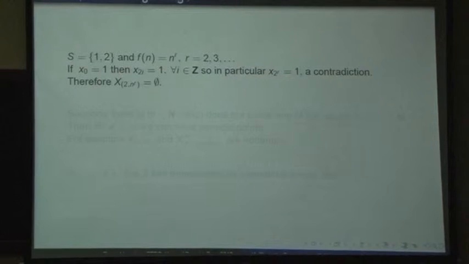Okay, so let's look at something a bit more interesting. If we're still having two symbols and the function is n to the r, and r is any integer bigger than 2, then again, parity kills you almost immediately. We can just show that this space is empty.